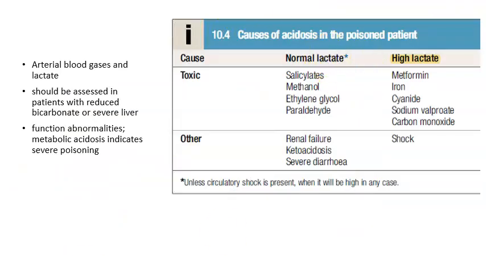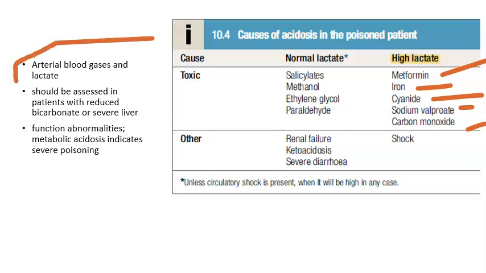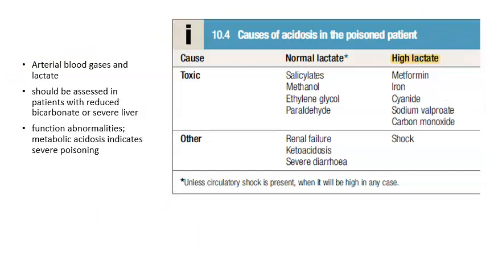When it comes to poisons, not poisons exactly, toxins. If there's overdose of metformin, or you're taking metformin when there's kidney injury, there can be high lactate. If you're taking iron, cyanide, sodium valproate, carbon monoxide, all can, if you're taking toxic doses, poisoned patient, they are saying high lactate. In these people, you should check arterial blood gas and lactate. Reduced bicarbonate or severe liver abnormalities can indicate poisoning.